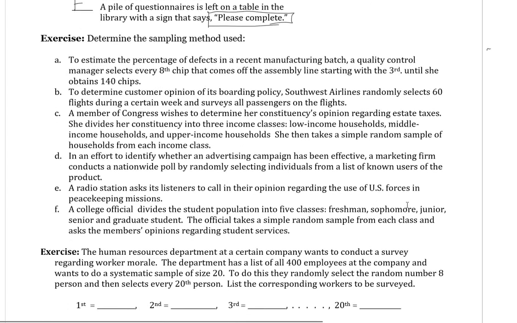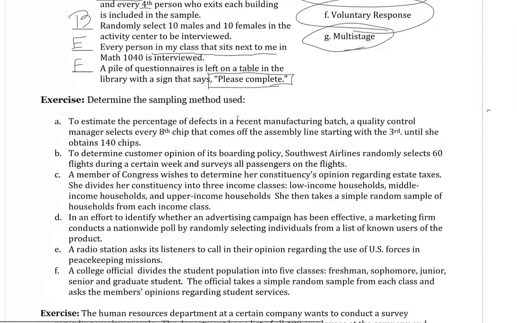All right. A few more examples here, and these are going to be the same methods we had. But this one, we could have repeated values, and we're going to see if we can figure all these out. First, to estimate the percentage of defects in a recent manufacturing batch, a quality control manager selects every 8th chip that comes off the assembly line, starting with the 3rd, until she has chosen 140. I will also say, if you haven't already, pause the video, try these on your own, and see if you can figure them out.